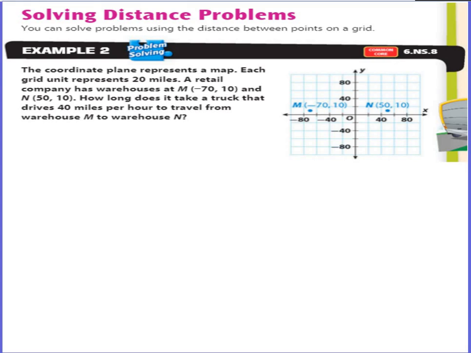All right, so here we have the coordinate plane represents a map. Each grid unit represents 20 miles. A retail company has warehouses at M, which is -70, 10, which we can see right here on our map, and N, which is 50, 10. How long does it take a truck? So here's my question. How long does it take a truck that drives 40 miles per hour to travel from warehouse M to warehouse N?